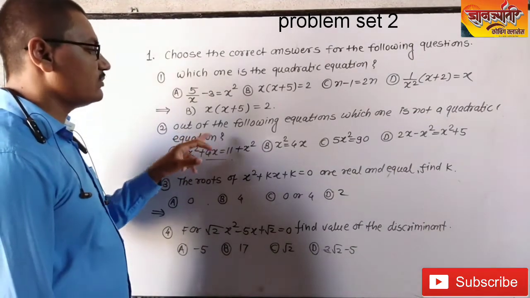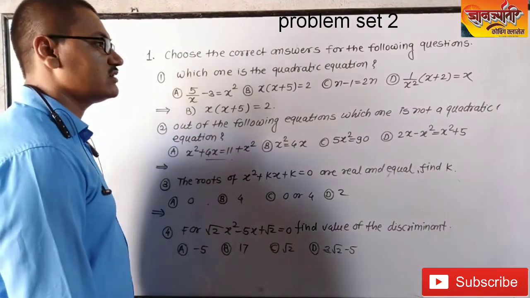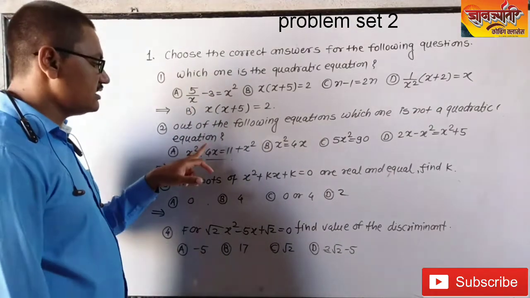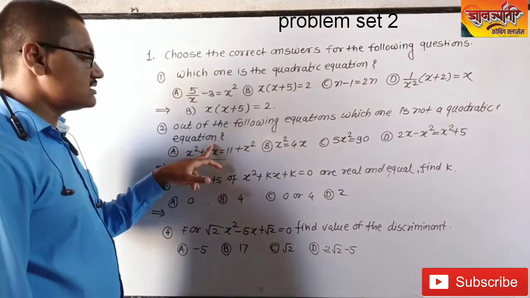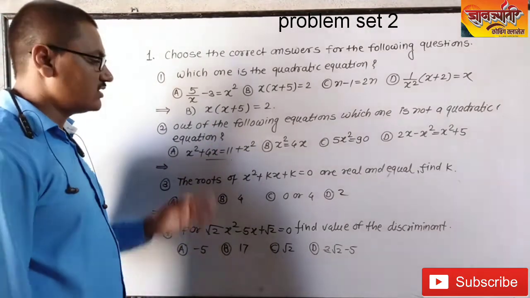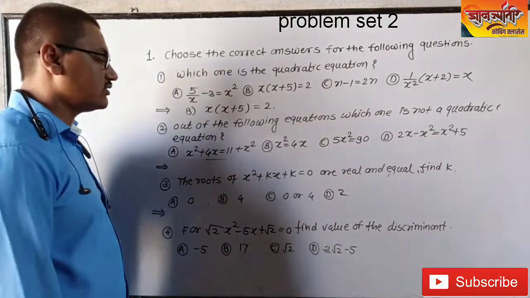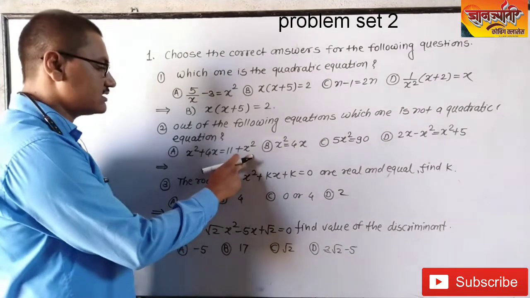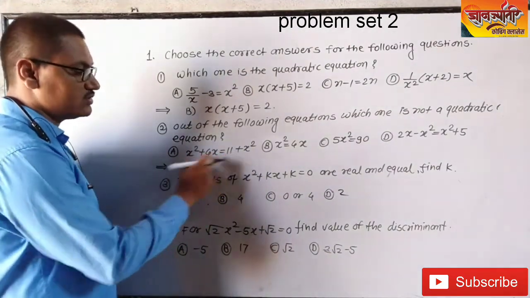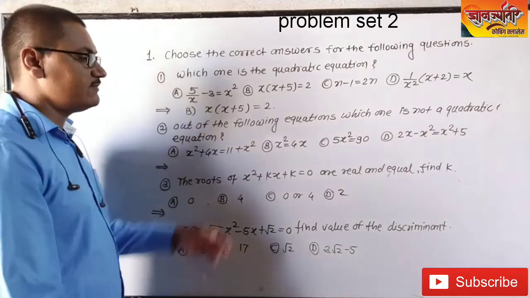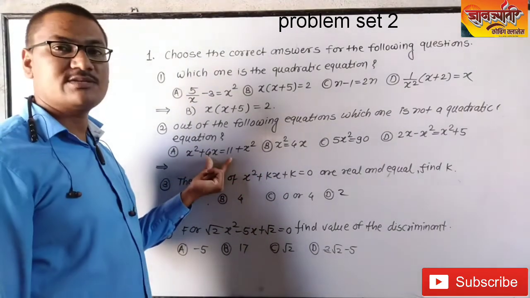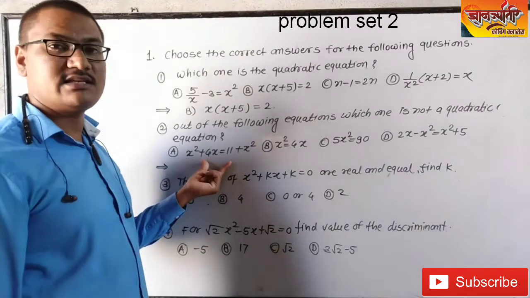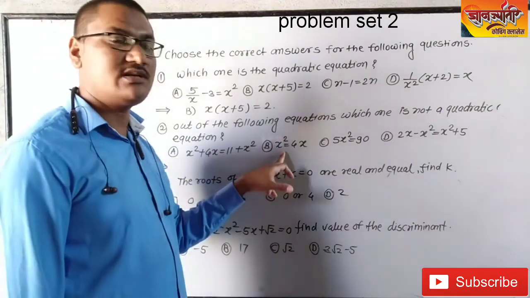Second question: out of the following equations, which one is not a quadratic equation? In the first question we looked for the quadratic equation, but in this question we look for the one which is not. There are 4 options. Taking the first, x square plus 4x is equal to 11 plus x square. The x square terms on both sides have the same sign and get cancelled. The remaining term is 4x is equal to 11, so the equation has one variable but the highest index is not 2.